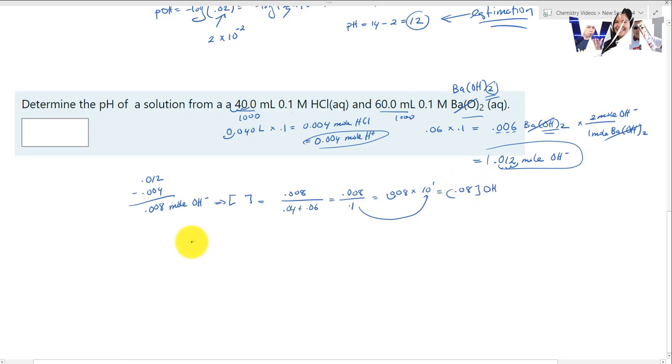Now we can find the pOH, which is negative log of 0.08. Right away, we don't know the negative log of 0.08. That's too complicated, but we can reinterpret it as 8 times 10 to the negative 2. See how there are 2 decimal places? That's how we got that negative 2. We can ignore the 8, so that is about 2. So pH is equal to 14 minus 2, which is 12. And this right here is your pH. There you go. Isn't that nice?